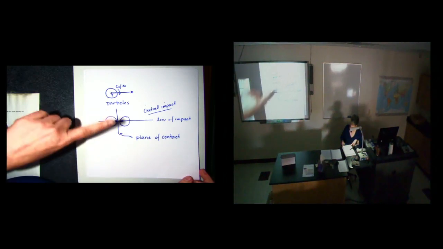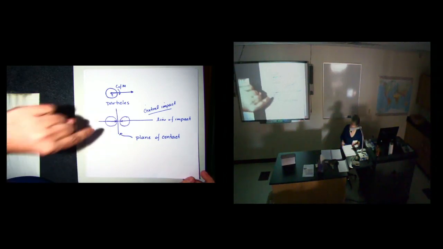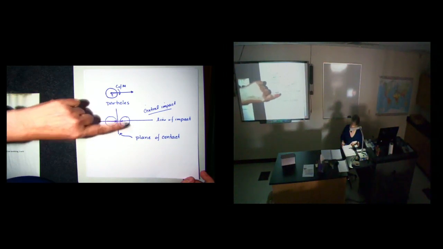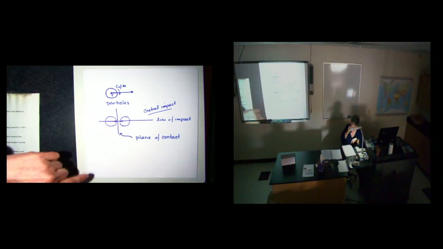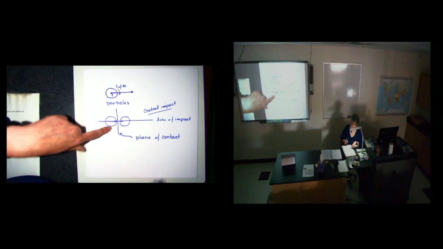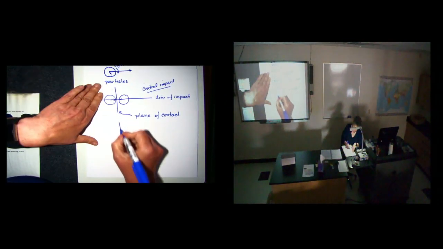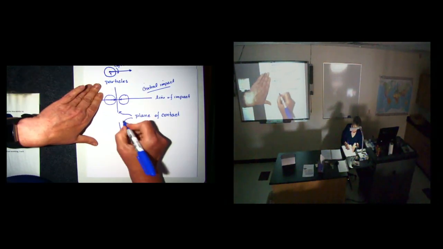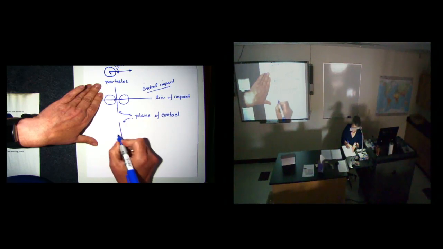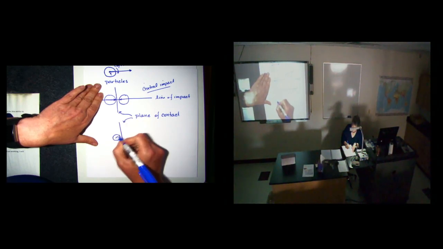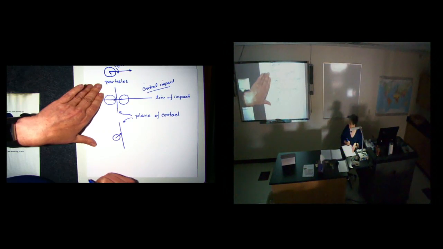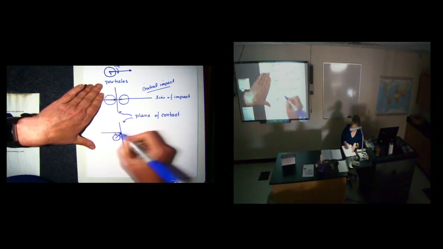This is still my plane of contact, except now my center of mass may be hitting towards that, making an angle with this line of impact. And this is considered an oblique impact. So we have a little bit more happening than what we're used to.